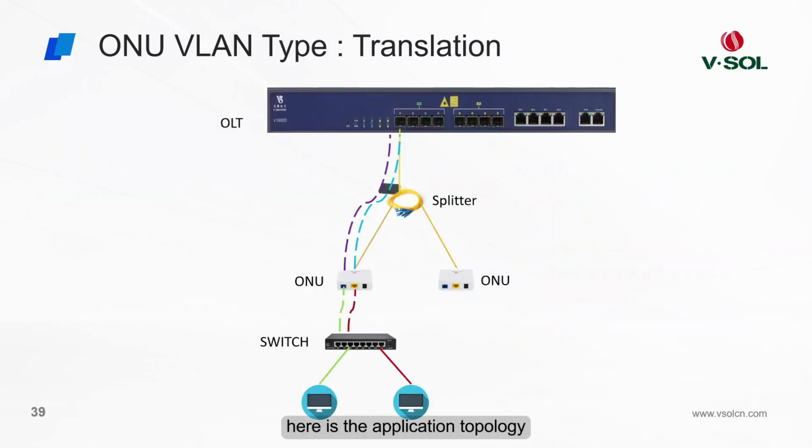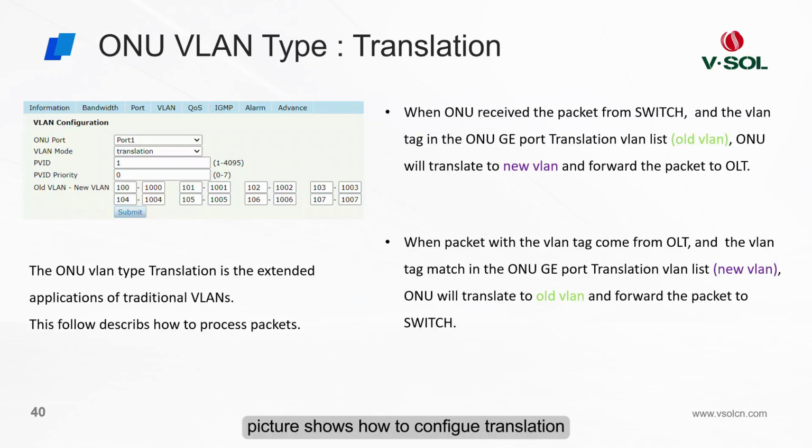Here is the application topology. Translation is generally used in scenarios that connect to a switch, where the switch service VLAN is different from the old service VLAN. Picture shows how to configure translation.